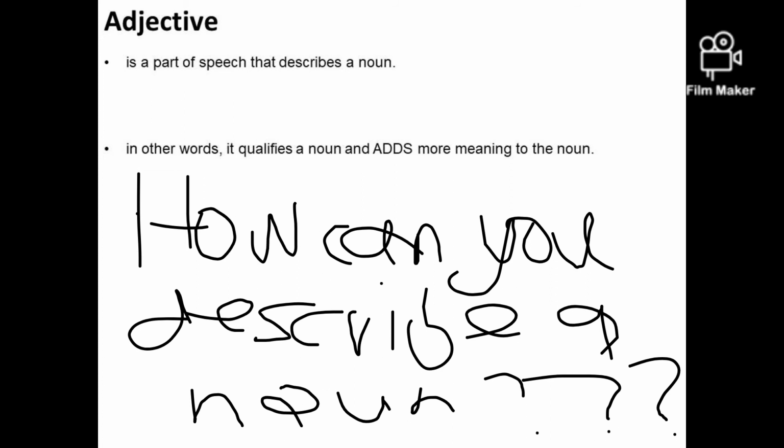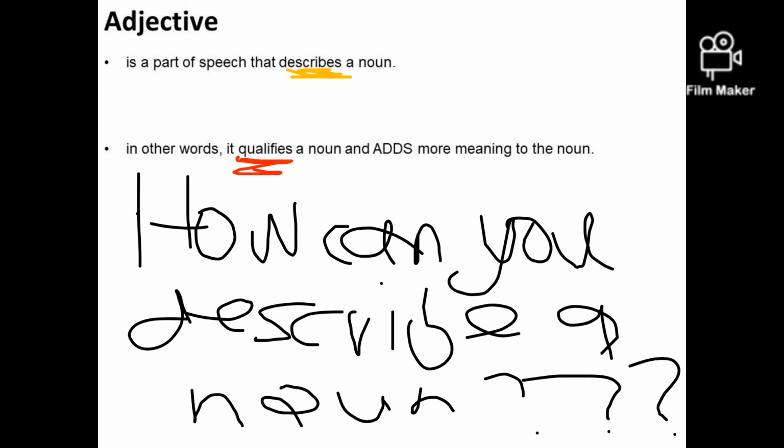How about we give this desk lamp a color? I want more information, you know? I want to know, which desk lamp are you talking about? How does it look like? Give me a picture. So that is an adjective, guys. An adjective is simply a part of speech that describes a noun. In other words, it qualifies a noun. That is an adjective.